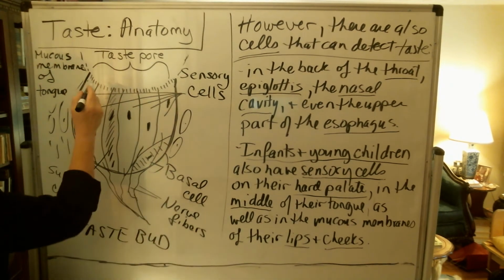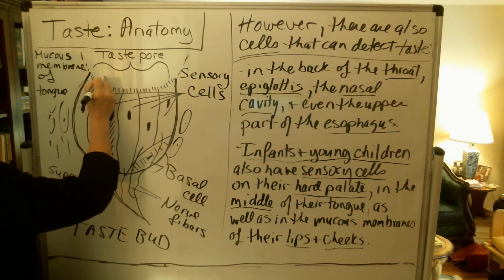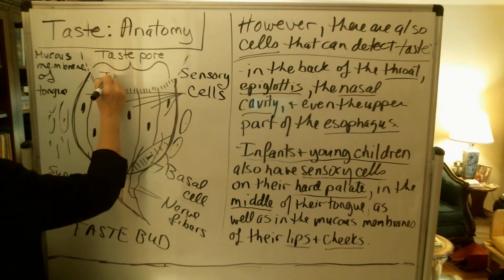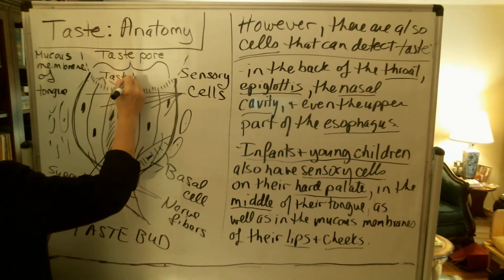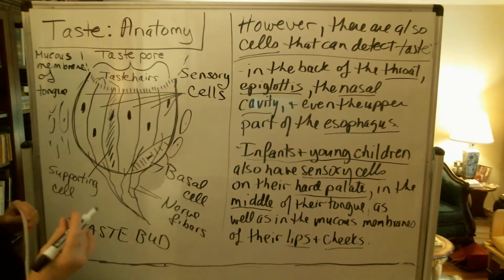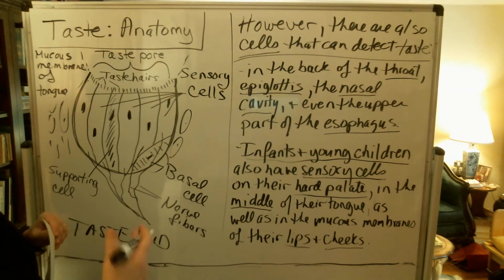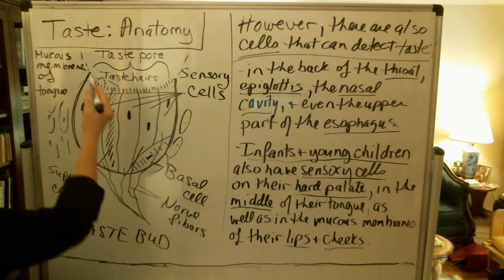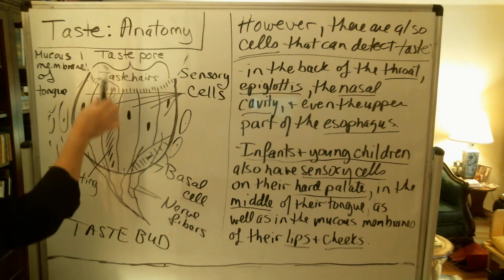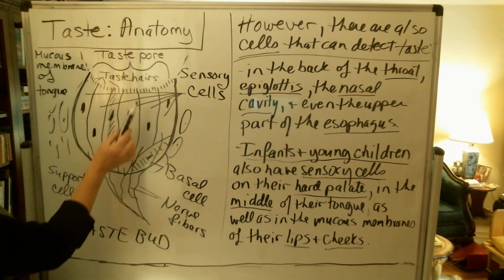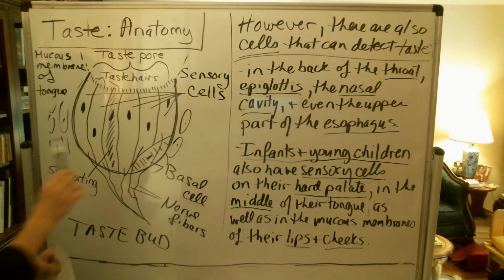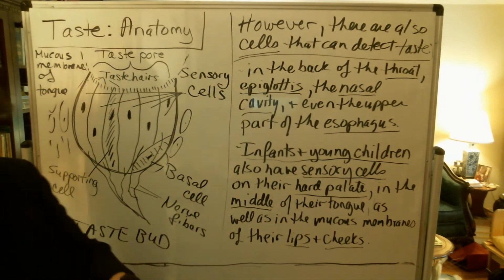These little bitty structures in here. These little objects here that you see here, which are the taste hairs, those are the ones that actually interact with the chemicals that create taste, like sweet, sour, and so on. Then we have the sensory cells that form this lovely bud. And then we have the nerve fibers that take that information about taste off to the brain. So there's your basic taste bud.